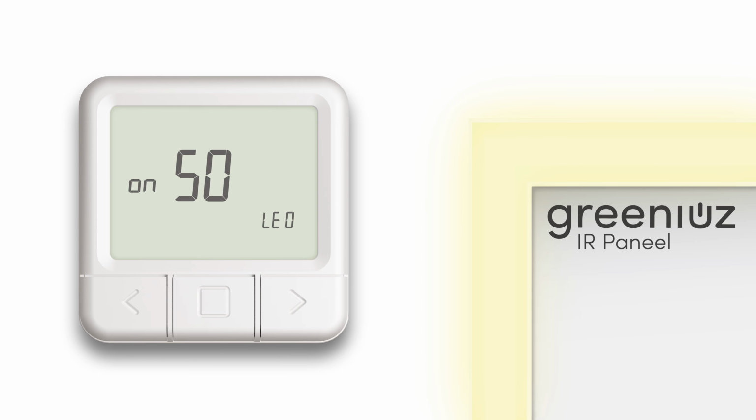To adjust the brightness, click the right button to increase, or the left button to decrease. You can exit LED mode either by double-clicking the middle button again, or by leaving the thermostat inactive for 10 seconds.